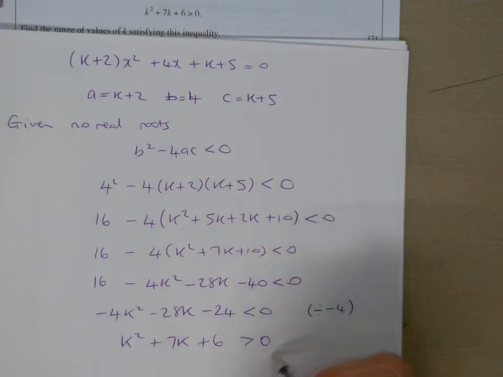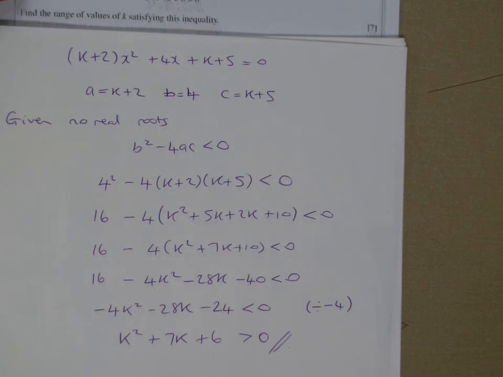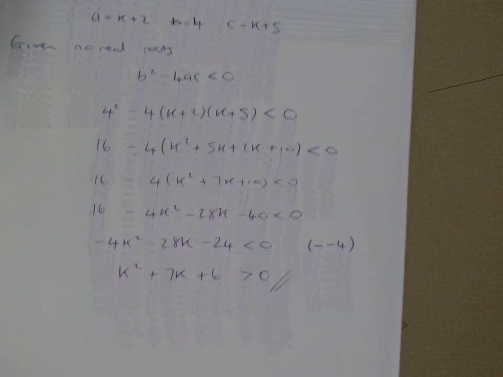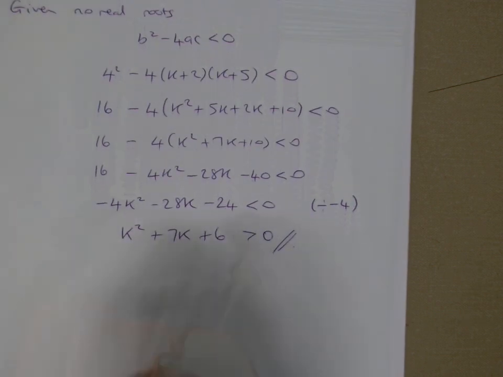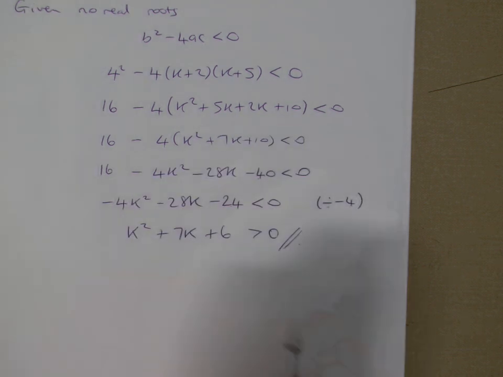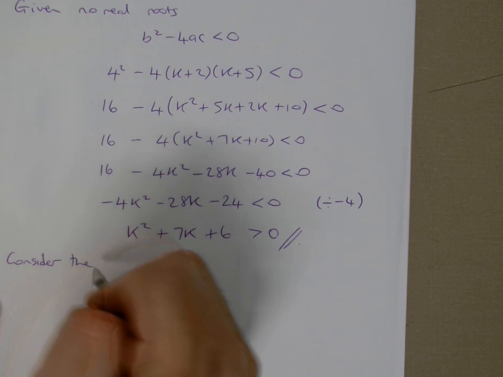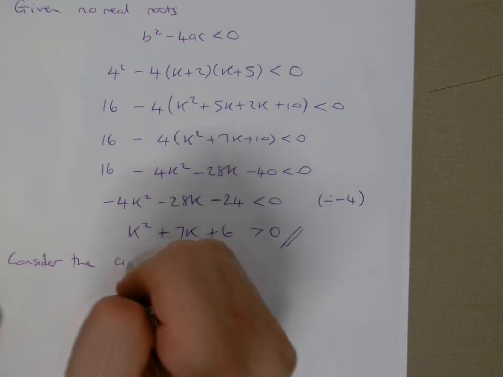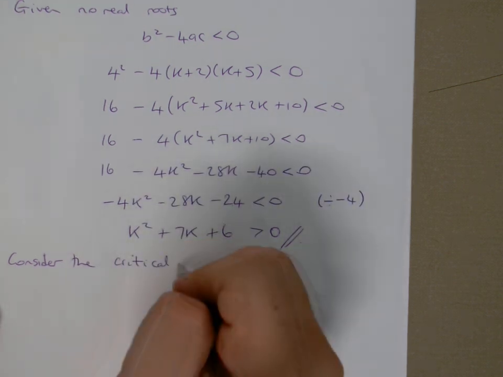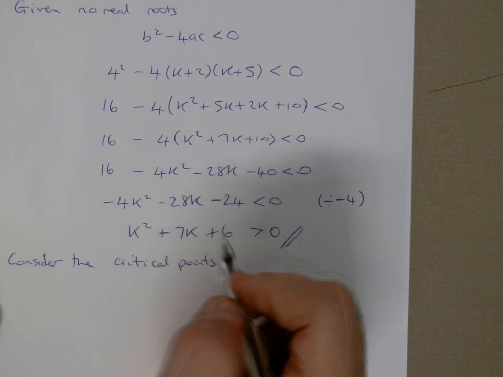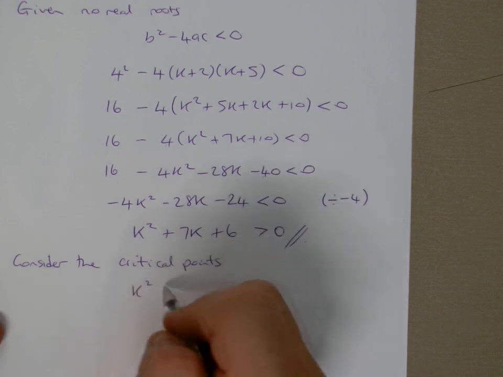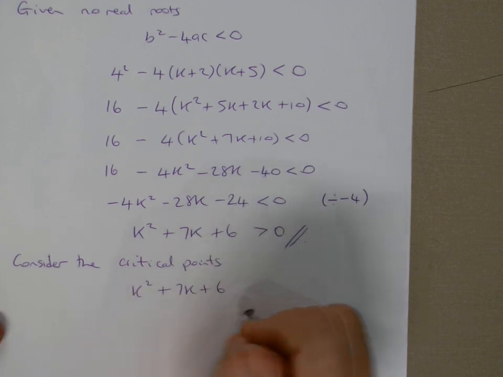and if you notice then we've got exactly what they've asked for in the question, okay? Then it says find a range of values satisfying this inequality. So now we need to solve this, right? We need to actually work out what values of k make this quadratic greater than 0. Okay, so to solve it, we'll consider the critical points.